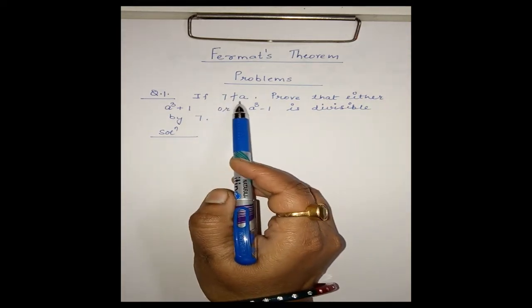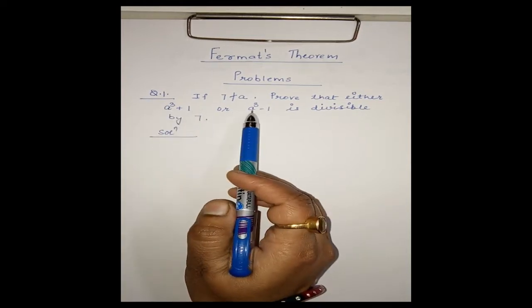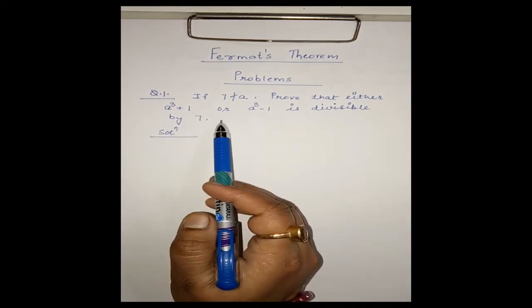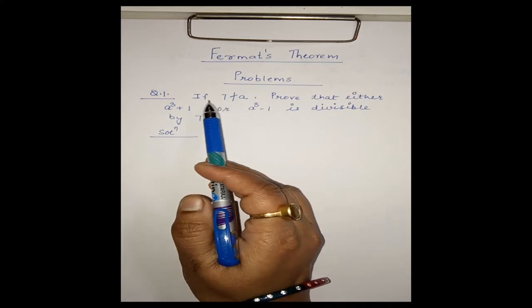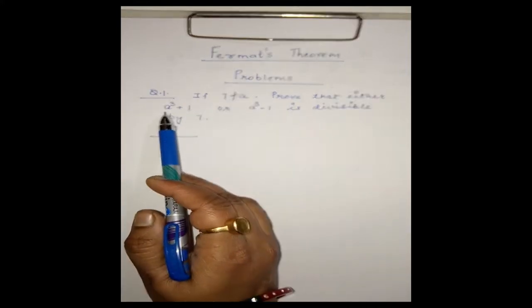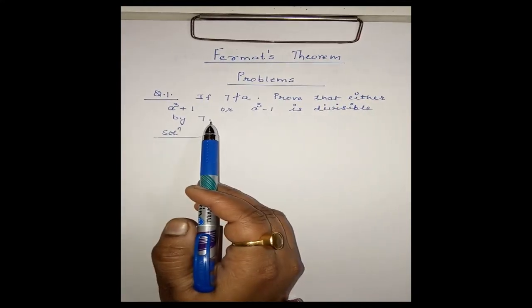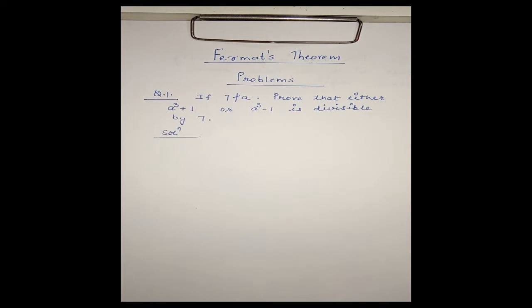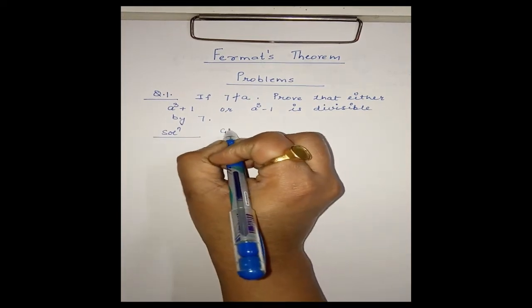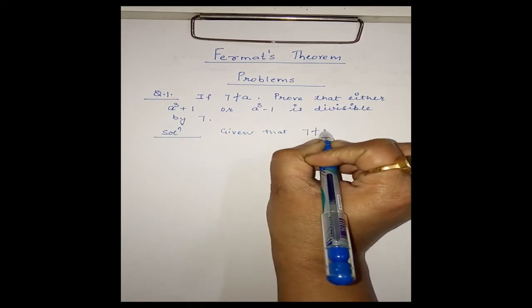If 7 does not divide a, prove that either a cube plus 1 or a cube minus 1 is divisible by 7. It is given that 7 does not divide a, then we have to prove that either a cube plus 1 or a cube minus 1 is divisible by 7. That we have to prove. Now it is given that 7 does not divide a.